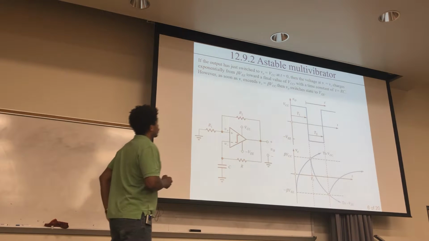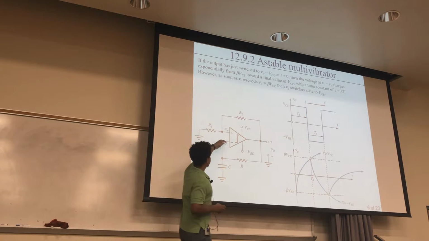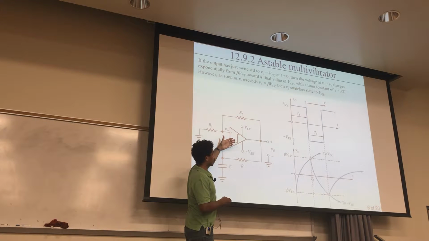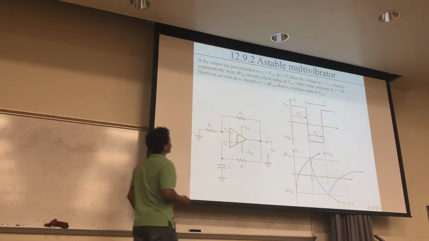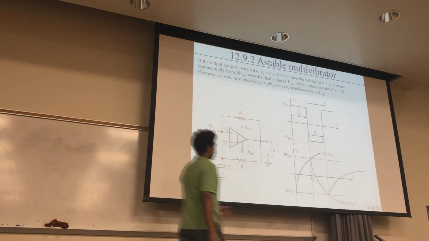Okay, so as soon as this inverting node voltage exceeds this voltage right here, remember, if that's VCC at that point, then this voltage right here is beta VCC. So as soon as this voltage climbs up and exceeds this beta VCC voltage, then it switches the other direction down to here. Okay, so once it exceeds that, the output switches to VEE. Okay, and this keeps on going back, right?